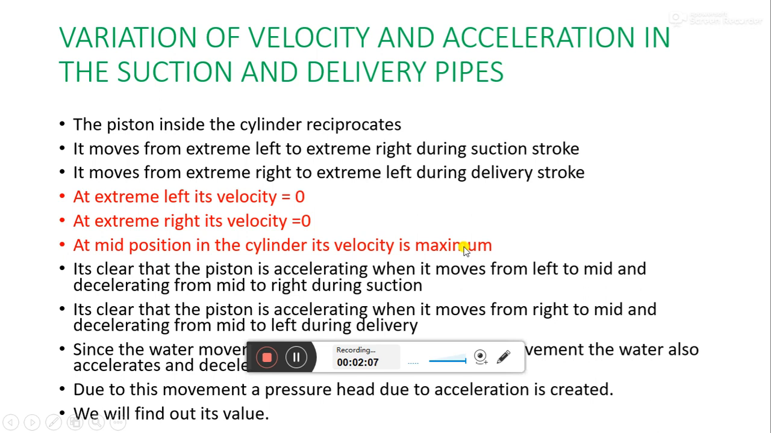So where is the velocity maximum in a piston cylinder mechanism? In any piston cylinder mechanism, the velocity will be maximum at the mid position. So what does this mean? The velocity increases from 0 to a maximum value, then decreases from the maximum value to 0, and again increases from 0 to a maximum value, and reduces from the maximum value to 0. So there is a variation in velocity. A motion having a variation in velocity is called an accelerated motion.